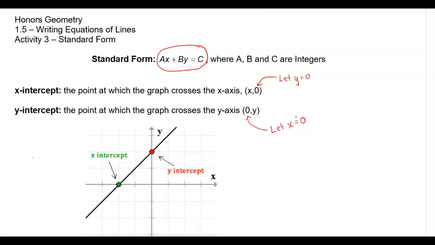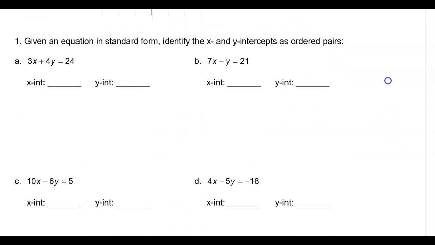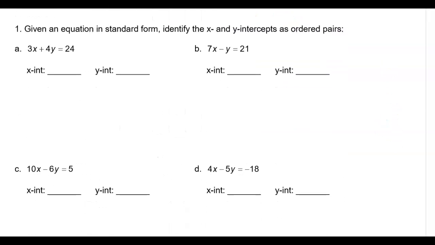Let's practice doing that. Number 1, part A, we get the equation 3x plus 4y equals 24. To find the x-intercept, I'm going to let y equal 0. 4 times 0 is 0, so the left side is 3x now, and divide by 3 to get 8. Write that intercept as an ordered pair, (8, 0).